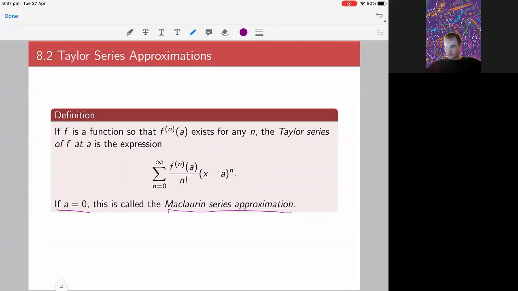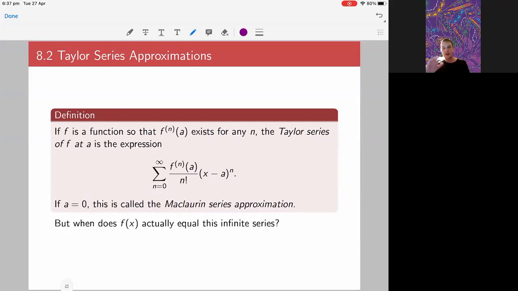Now, in the last slide, I had this equation here. I didn't just have this, I said that this guy actually equals f of x. But whether or not that's always true is a very subtle question. And the question is, when is it true that a function f, whose derivatives exist to arbitrary order, can actually be the same as this infinite series?